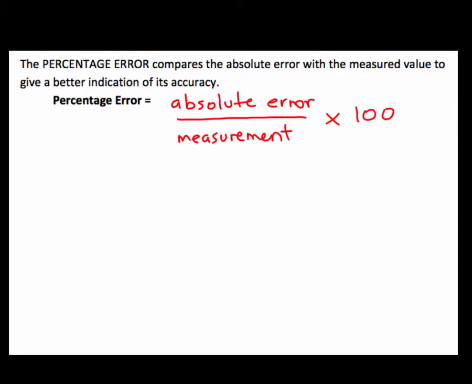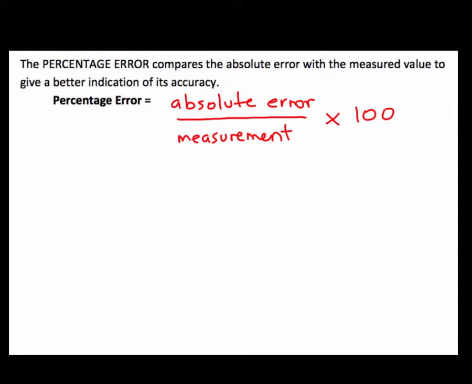Our next definition, percentage error. Now this tells us really how important the error is. So we have a definition of the percentage error. So write this down: absolute error over the measurement that you've taken, the measured value, and then to make it a percentage, times 100.